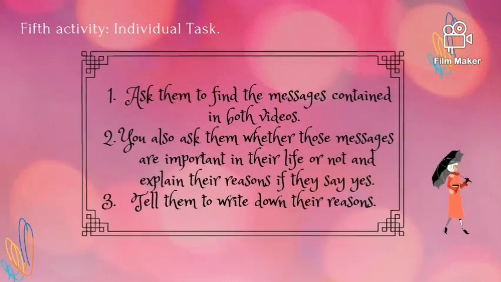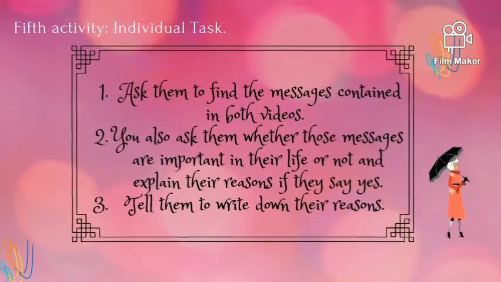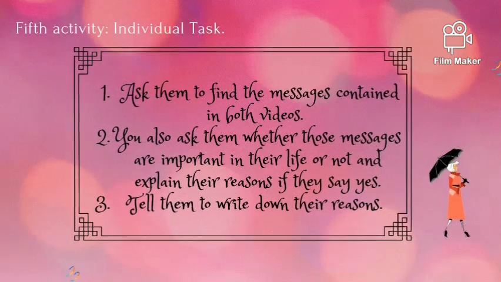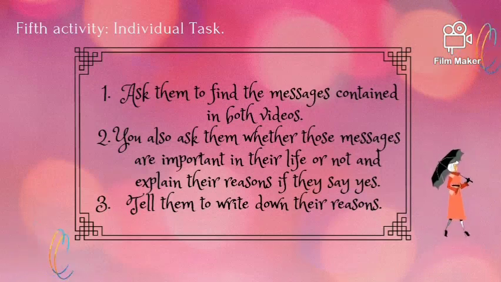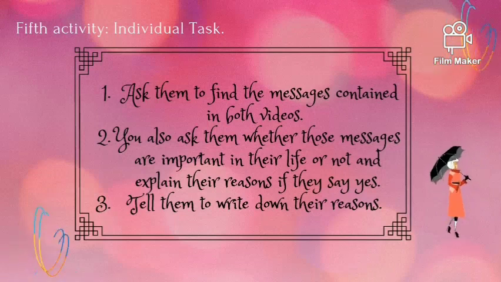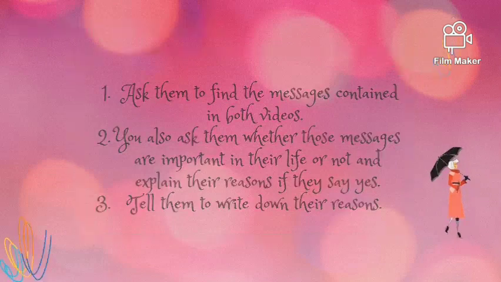The fifth activity is an individual task. Here, you ask them to find the messages contained in both videos. You also ask them whether those messages are important in their life or not, and explain their reasons if they say yes. The purpose of this activity is to make the students find the implicit meanings of the poetry and connect them to their life. From this activity, the students will get the important values from both poems. The result of this activity is a short writing of students' opinions.